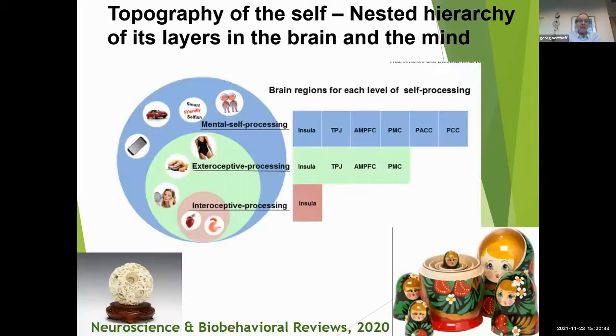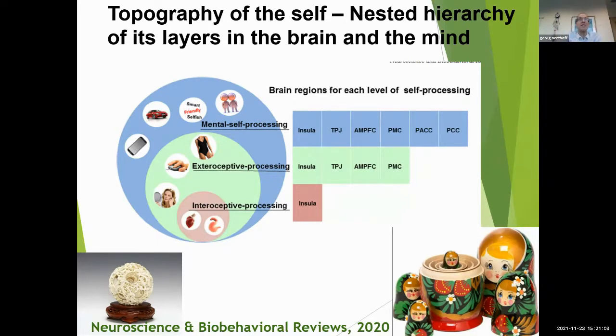So meaning there is a spatial organization, a topography to it. It is not just one single region or one single network. No, the different regions or networks overlap and are nested within each other. And that goes to different layers of self.